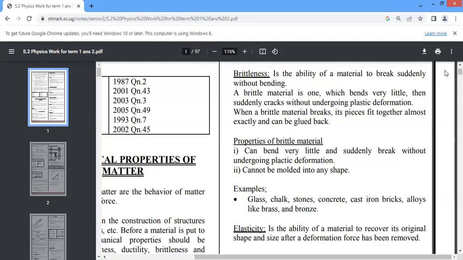Yes, Esther Agatha, your hand is up. Okay, teacher, you said that brittle materials cannot be molded back, but the last line under the definition of brittleness says when a brittle material breaks, its pieces fit together almost exactly and can be glued back. So that's my concern. Now, molding into any shape, is that what you are talking about?